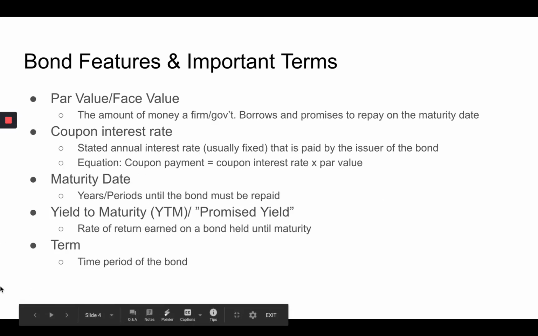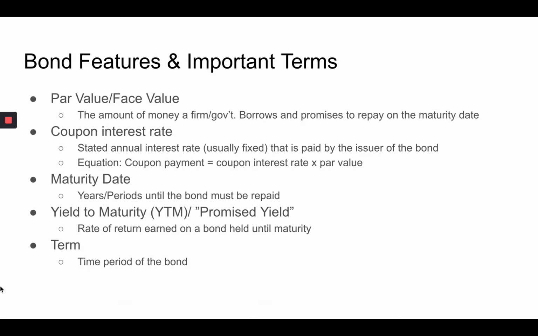So, some important features and terms of bonds. First, we need to go over the par or face value. This is essentially the amount of money that you're going to be loaning either a government or a corporation. This is the money that is borrowed and promised to be repaid to you on the maturity date. And the maturity date is essentially the date on which the bond expires or the principal value is paid back to you.